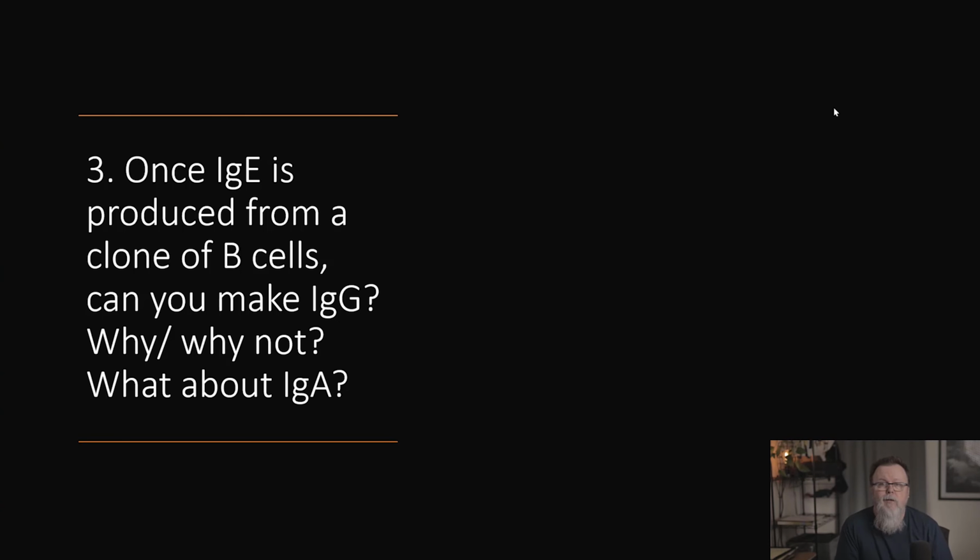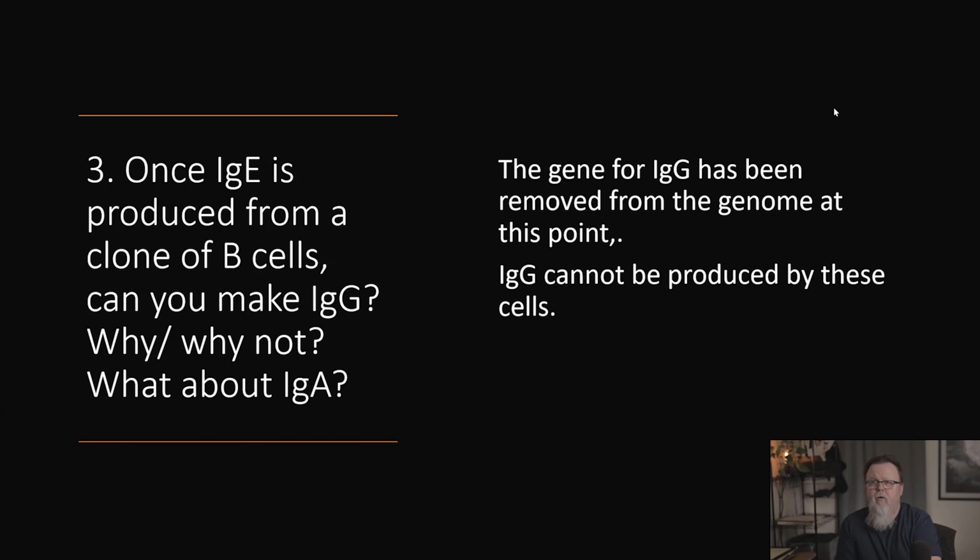Question 3, once IgE is produced from a clone of B cells, can you make IgG? Why or why not? What about IgA? So once class switching has taken place to IgE, the gene for IgG will have been removed from the genome in these cells. So there is no class switching or isotype switching possible from IgE to IgG. IgG is upstream from IgE.